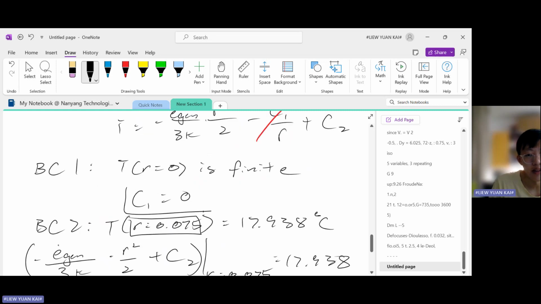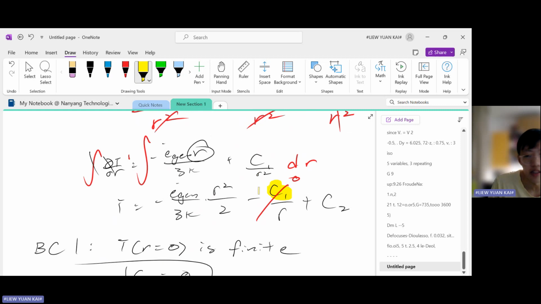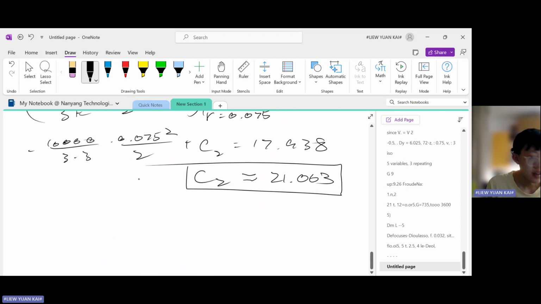So you know your value of C1, you know your value of C2. So what you do is you substitute these values into here. C1 is already substituted. C2, we have yet to substitute.